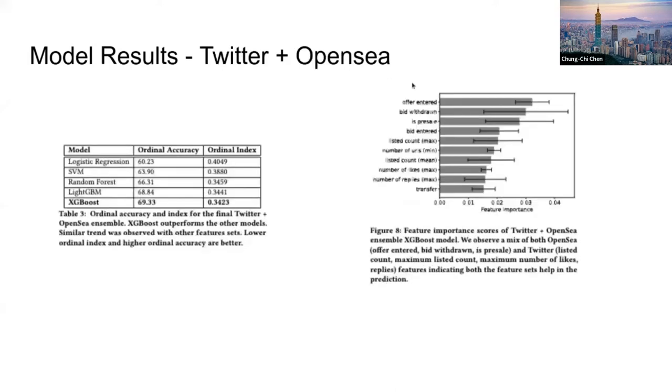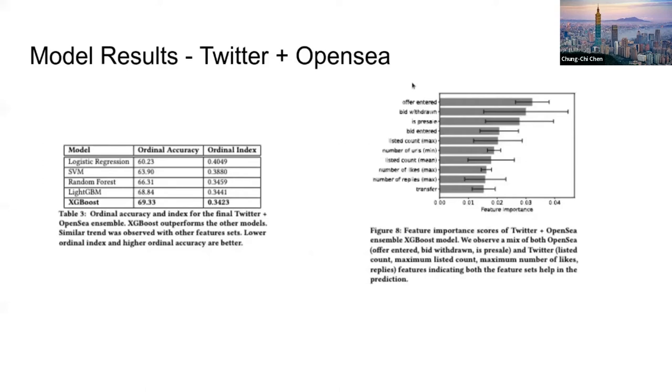So we see that the Twitter model performs quite well. The OpenSea model, as expected, does almost similar, but the best metrics that we get are from the combination of Twitter and OpenSea. We see an increase in accuracy by 6% over the OpenSea features, showing that Twitter features also contribute significantly to the predictive task.